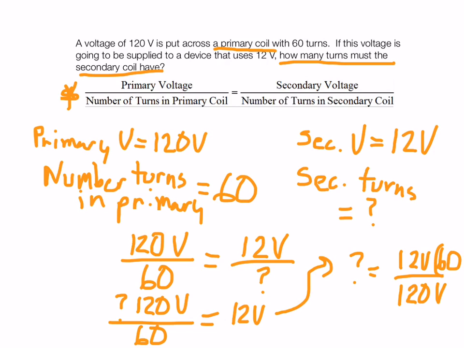Wonderfully enough, volts cancel. Whenever we crunch the numbers here, we find that the number of turns is going to be equal to 6 turns. All right, so 6 turns is our answer here for determining the number of coils that this secondary coil must have in this transformer.